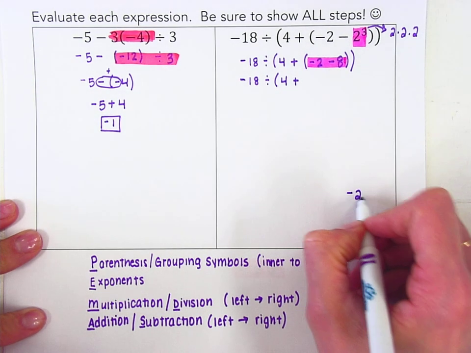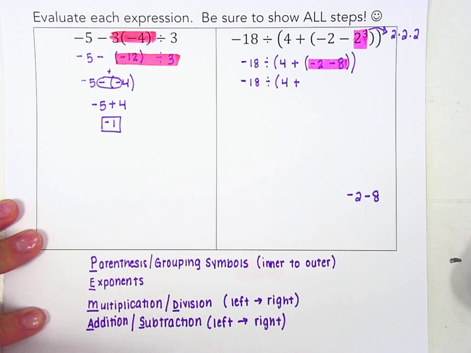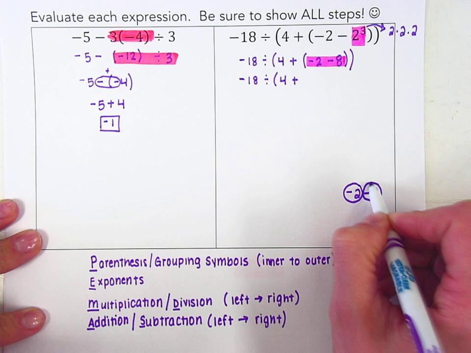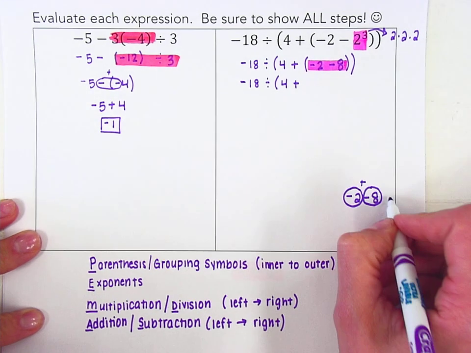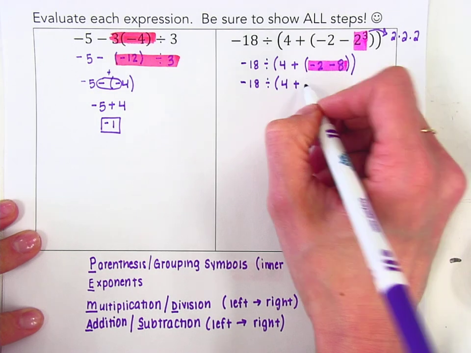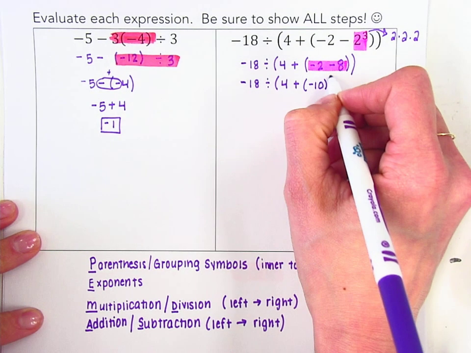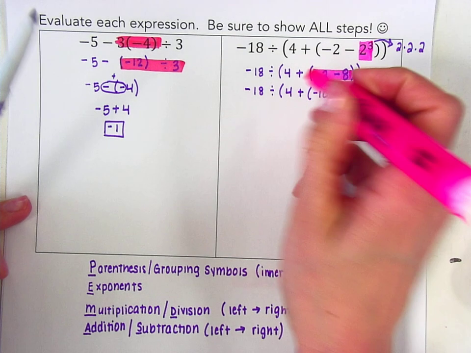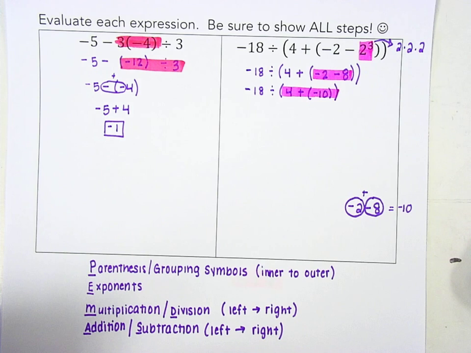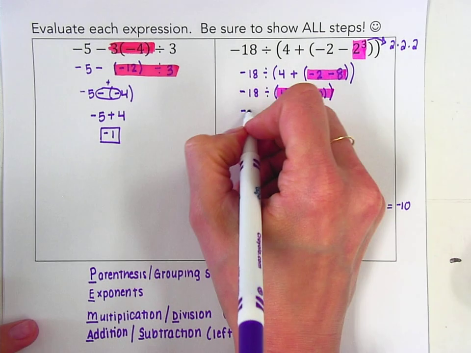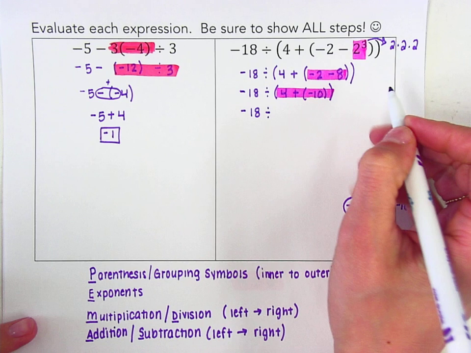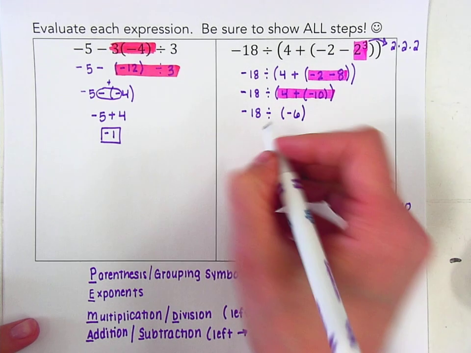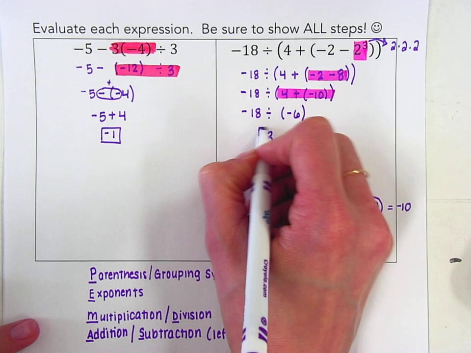If I need to do that math, I can do that in a separate place so it doesn't confuse with the steps that I have. And I know we can come back and think to our integer rules, and we can combine these to get negative 10. So 4 plus negative 10. Again, I still have parentheses here, so we're going to have to evaluate 4 plus a negative 10 next. Negative 18 divided by negative 6. And negative 18 divided by negative 6 is positive 3.